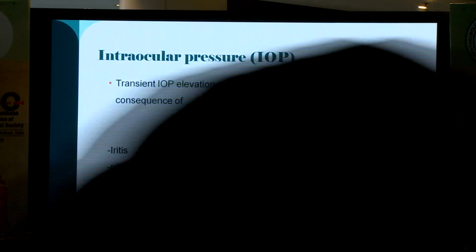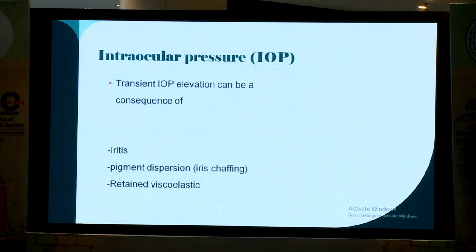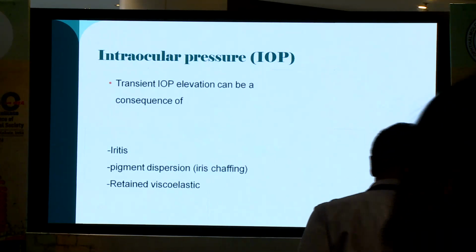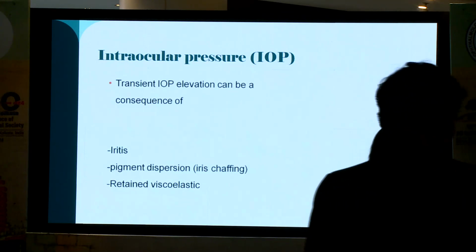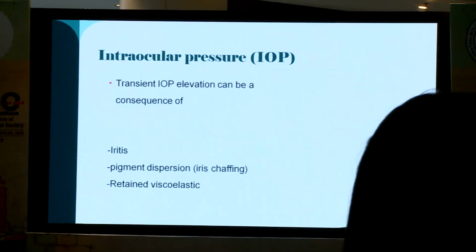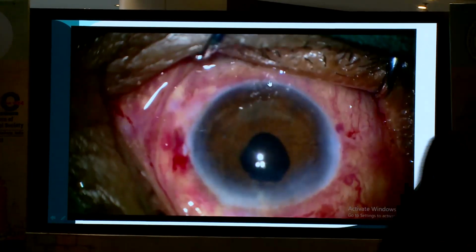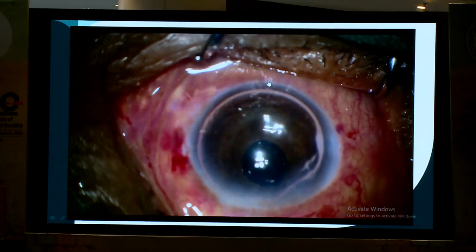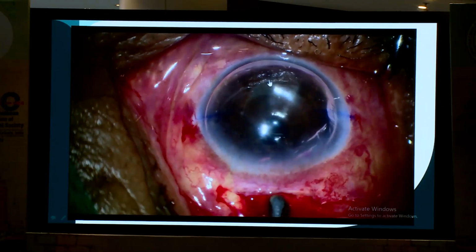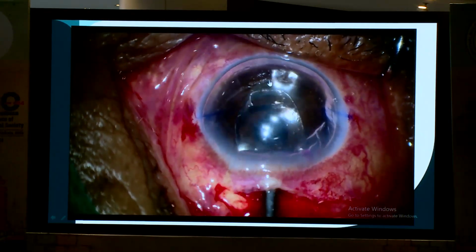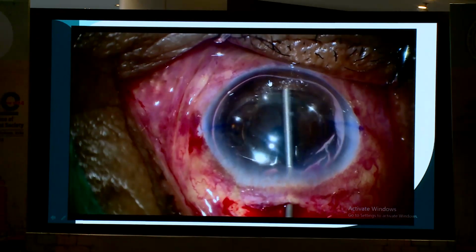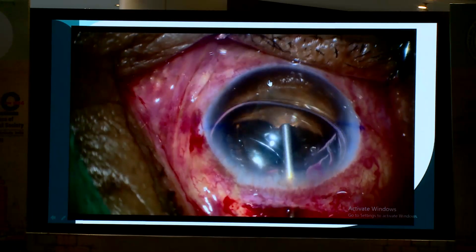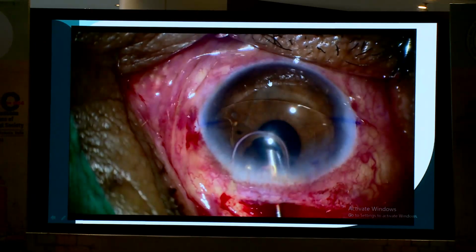Another complication we can rarely see is transient IOP elevation, which can be a consequence of iritis, pigment dispersion, and most importantly, retained viscoelastic. To avoid the viscoelastic going behind the IOL, this short video describes that we should always implant the lens in the presence of air. First implant the air, then implant the IOL, gently rotating it and removing the viscoelastic, so we prevent the viscoelastic from going behind the lens.